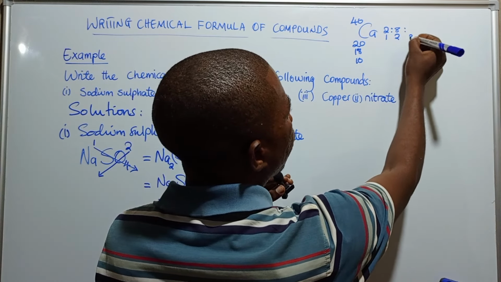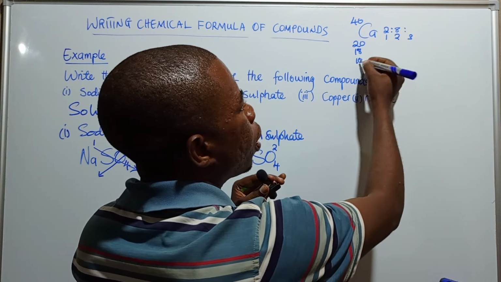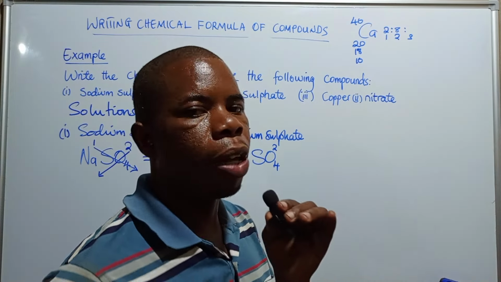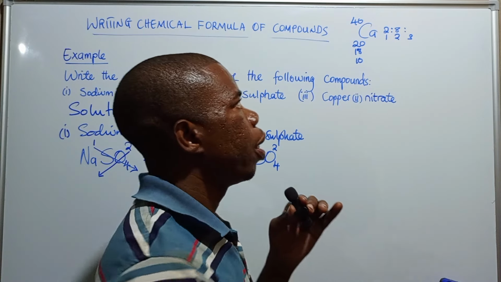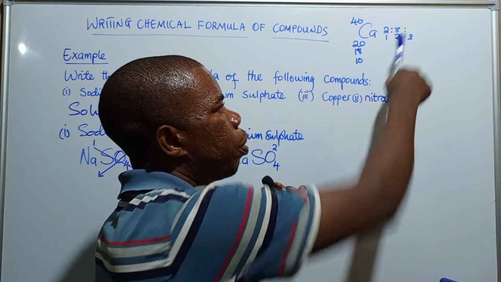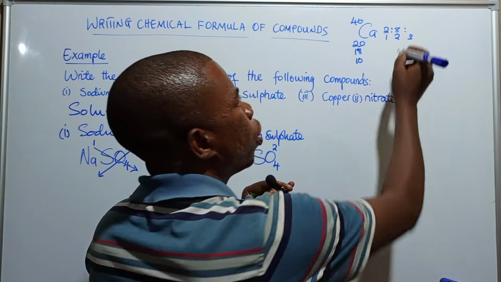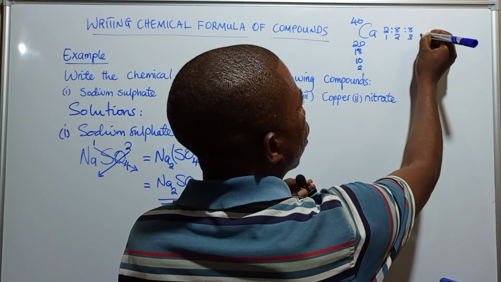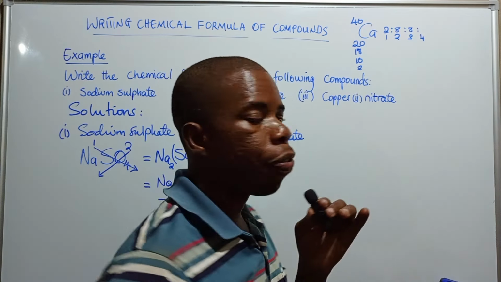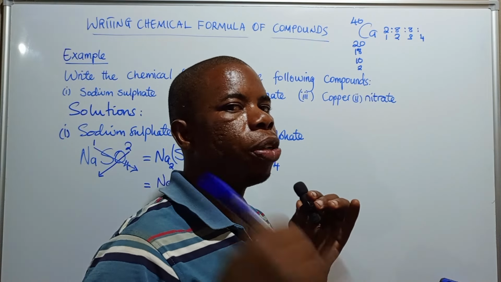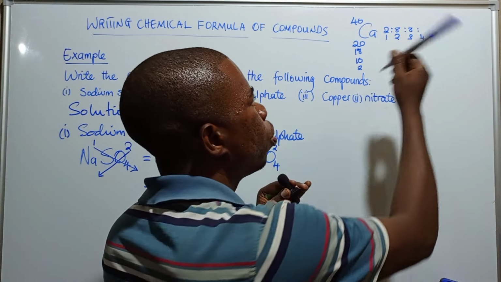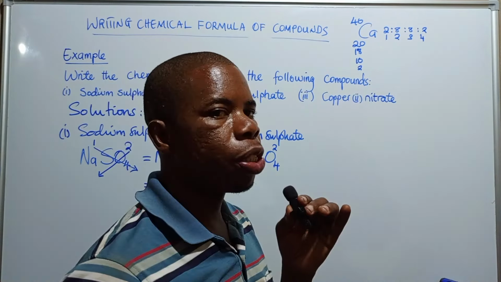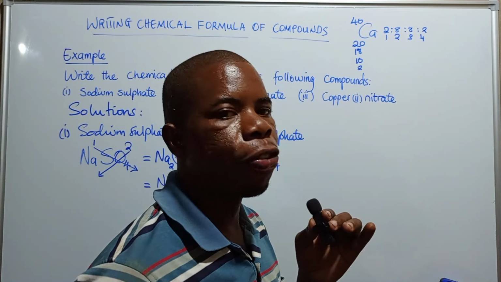Then from 10, some electrons should go in the third shell. The third shell should have either 18 or 8. Now from 10, we cannot remove 18 to put there, so we can only remove 8. So we'll put 8 there, we'll remain with the 2. So 2 now will go in the last shell, shell number 4. Shell number 4 is supposed to have 8, 18 or 36. Now there is only 2, so we'll put 2 there. Now, this shell is not stable. The last shell, which is shell number 4, is not stable.